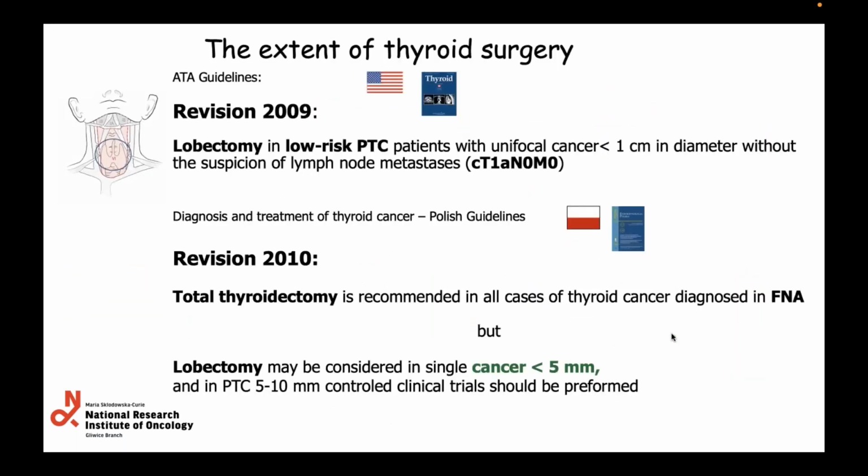And in 2009, the American Thyroid Association decided that lobectomy should be the primary initial surgical treatment in low-risk papillary thyroid carcinoma patients in clinical stage T1 and N0M0. At that time in Poland, total thyroidectomy was still recommended in almost all cases of differentiated thyroid carcinoma, but the committee decided that lobectomy in papillary thyroid microcarcinoma should be performed within clinical trials.